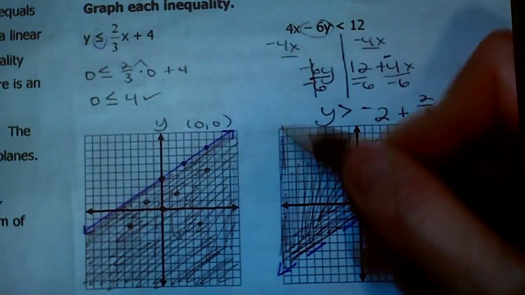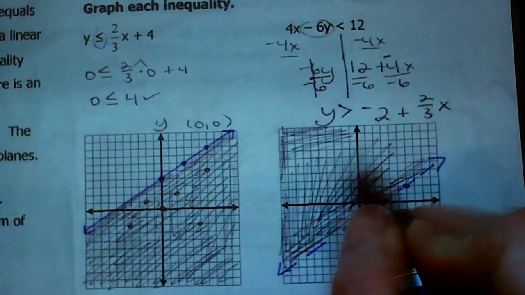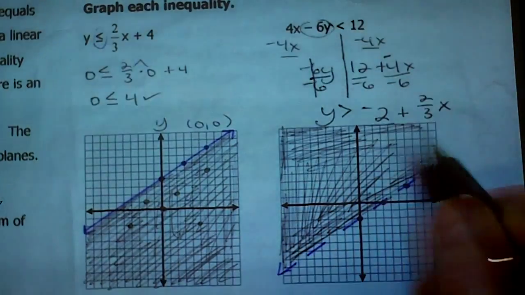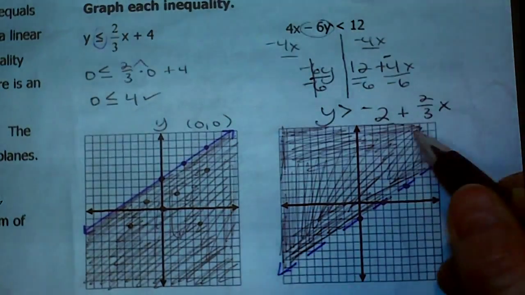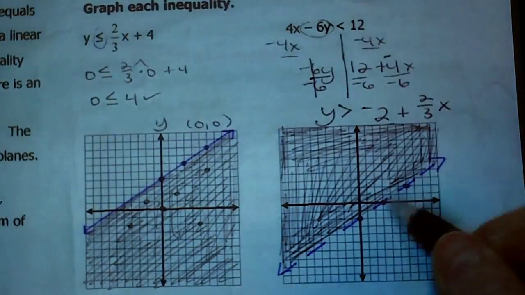La, la, la. Color, color, color. Wait till we get to systems of these. Oh, it's so much fun. You're going to love it.